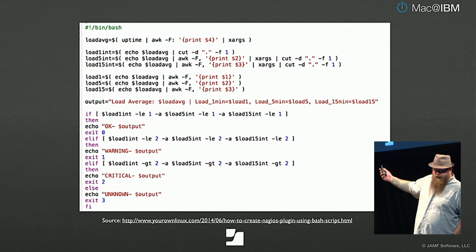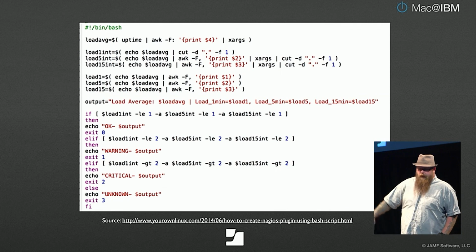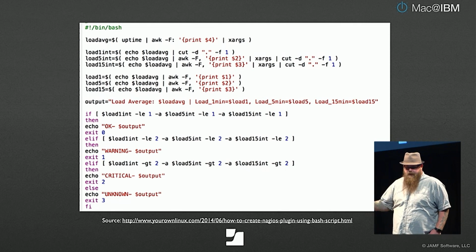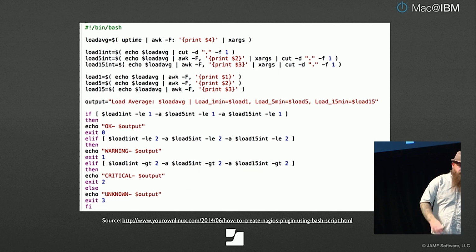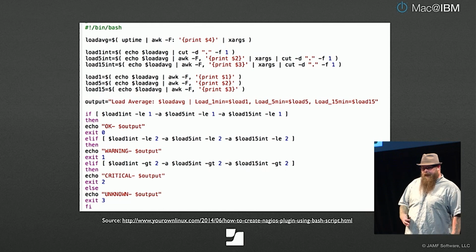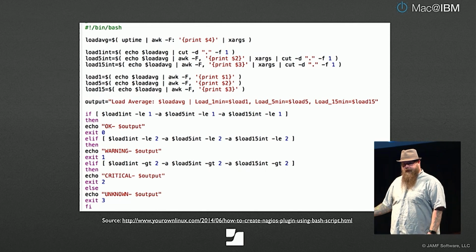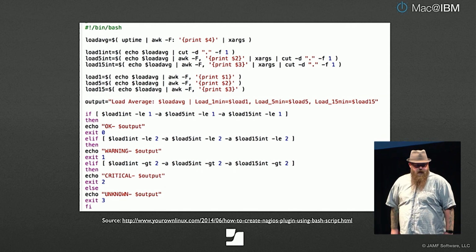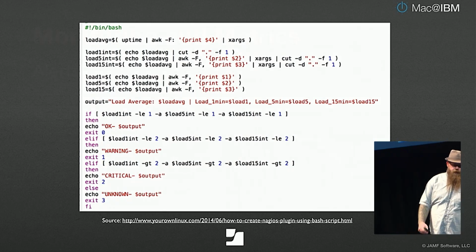If you look at the output equals section, this is what gets displayed in Nagios. Everything before the pipe is the human-readable output that we saw 2 slides ago, and everything after that is considered performance data, and that gets logged by a plugin called PNP for Nagios.